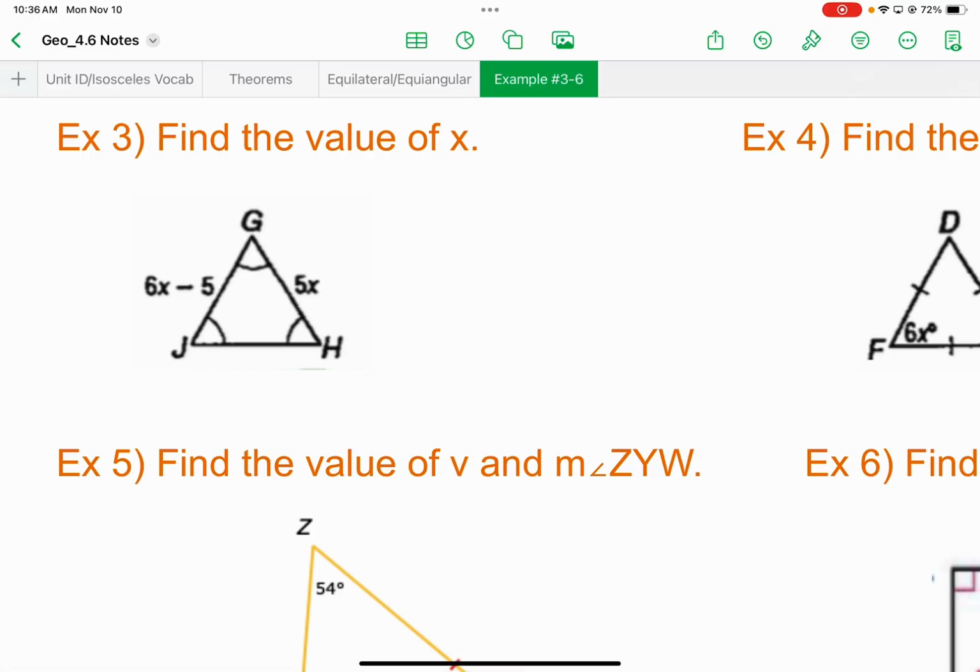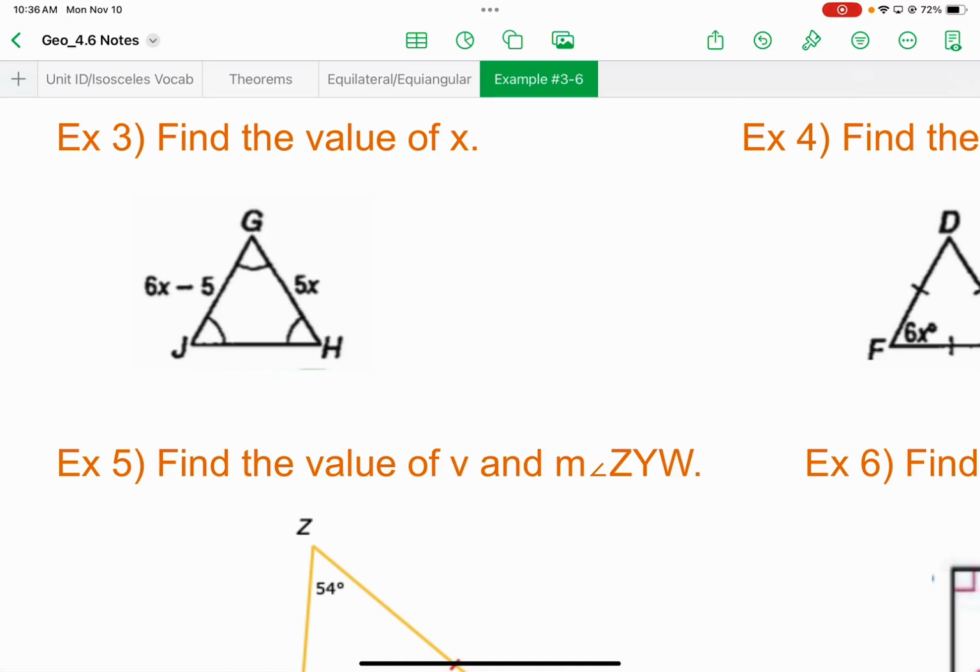Got to set up some sort of equation, right? All right, here we go. First one, example 3. What are your thoughts? What should we do? What do we know? Let's start there. What do we know about that triangle? Equal. What does that mean? Equal what? Equal angle. It's equiangular. So then we can assume that it's what?